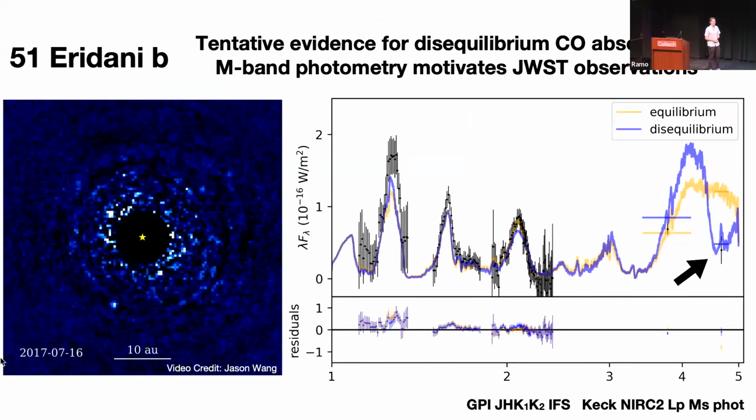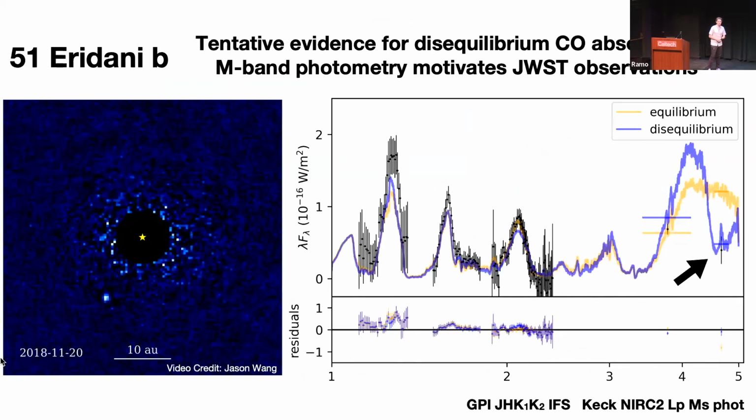Towards the end of my PhD, we had these really amazing GPI spectra and this orbital motion video, in which you can see the planet right there. By performing an atmospheric model analysis on the combined GPI data plus the Keck photometry, there was a hint that disequilibrium chemistry, in particular CO absorption features in the M band, were responsible for this one photometric point. But there really wasn't enough statistical evidence to prefer one model or the other, mostly because of the inability to fit the K band very well.